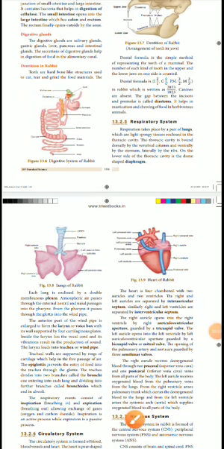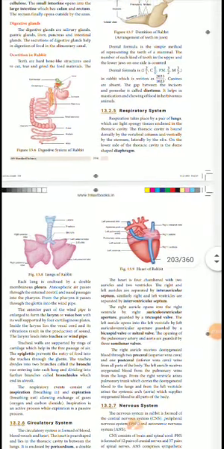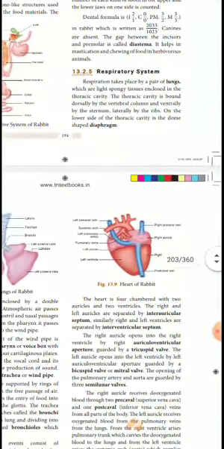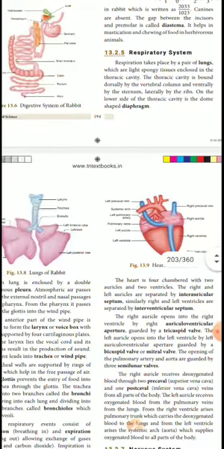Students, advanced science, lesson number 13, respiratory system. Respiration takes place by a pair of lungs, which are light sponge tissue enclosed in the thoracic cavity. The thoracic cavity is bound dorsally by the vertebral column and ventrally by the sternum.